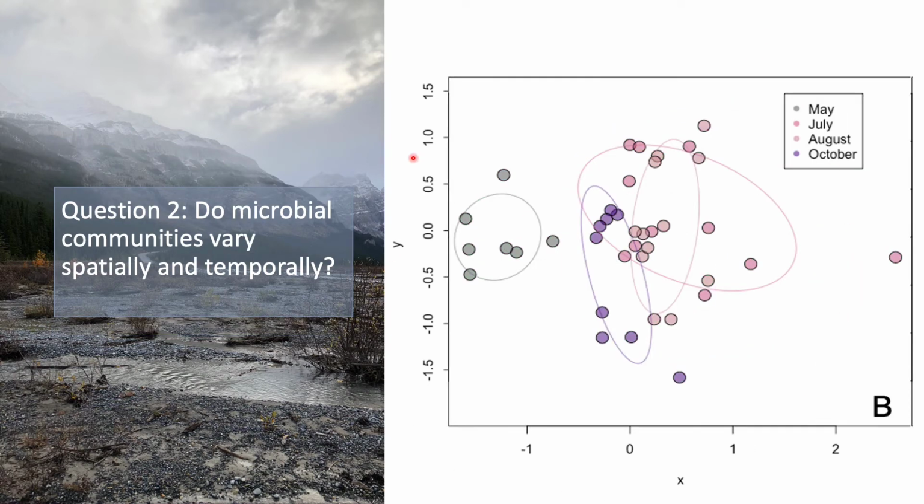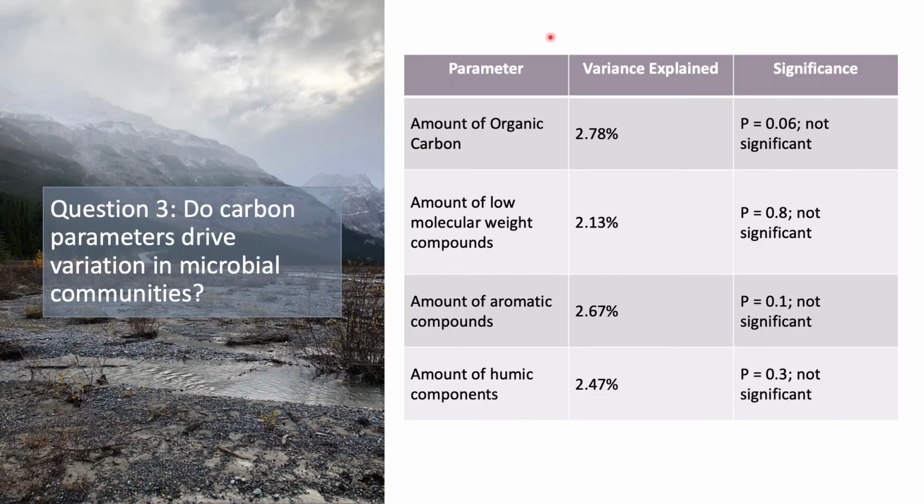This is a second NMDS plot, colored this time by the month that the sample was collected. Samples that were collected in May were found to be significantly different than those collected at other times of the year, and overall, the month sampled accounted for 12% of the total variation between microbial communities. In order to answer my third research question, I looked at how my organic carbon parameters might be explaining variance in microbial communities through a distance-space redundancy analysis. It was found that my organic carbon parameters did not significantly account for variation seen in the microbial communities.